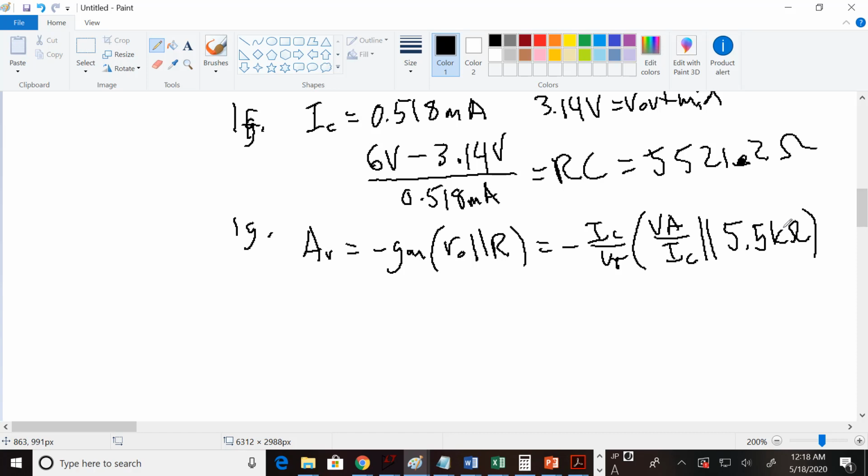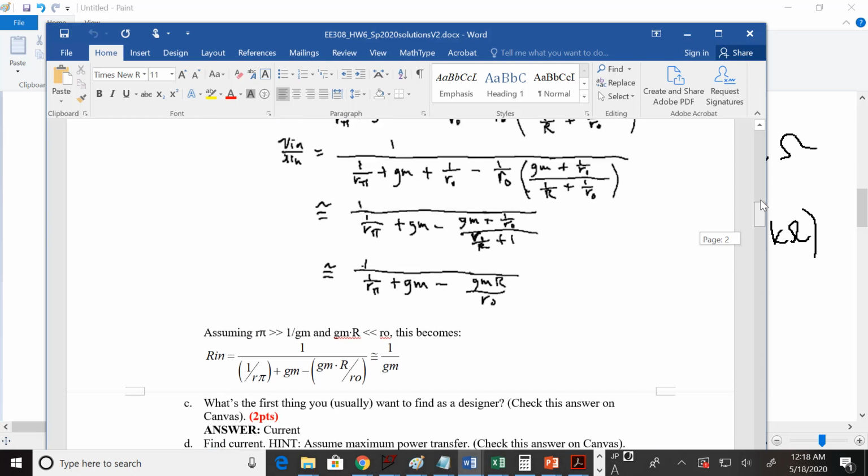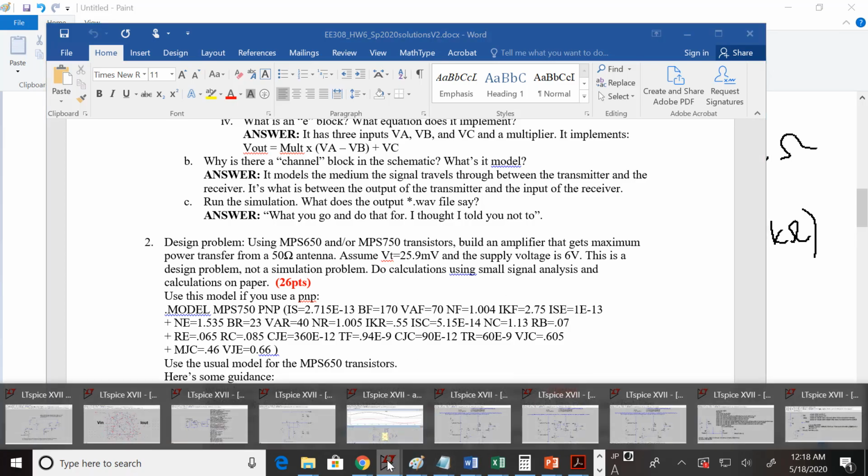Okay, 5.5K approximately. This right here, if you look at the model file, that's for 750. For the 650, not sure I have it up.